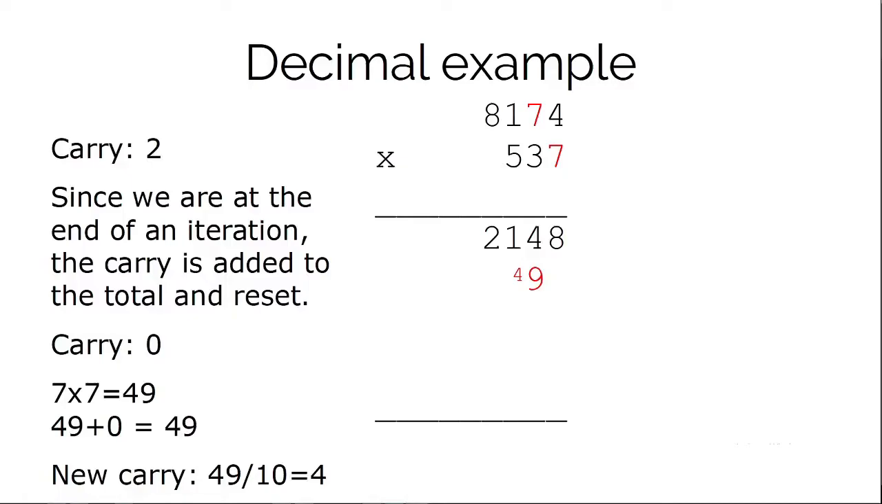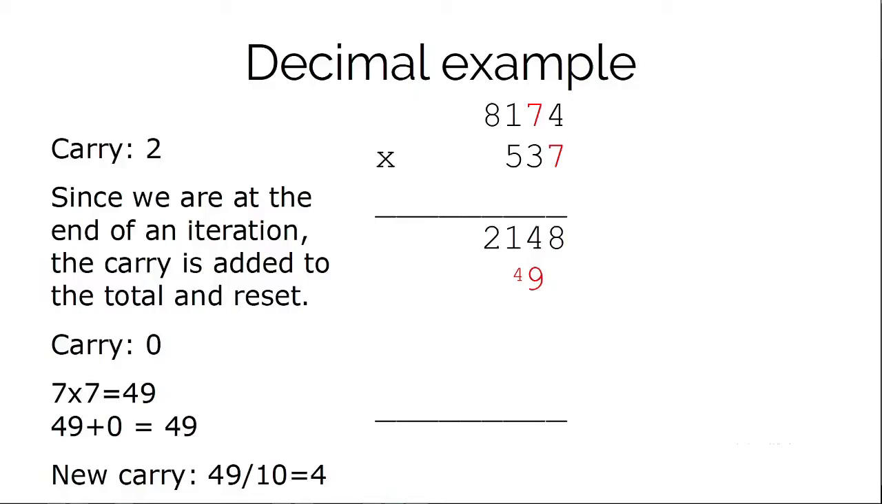Now we've finished that first iteration through the second number, so the next thing we do is move on to the next most significant digit in the first number, and we go all the way back to the end of the second number. Since we are at the end of the iteration, the carry is just added to the total and reset. What we do is we get a list of different multiplications of the second number by each of the digits of the first number and add them together at the end.